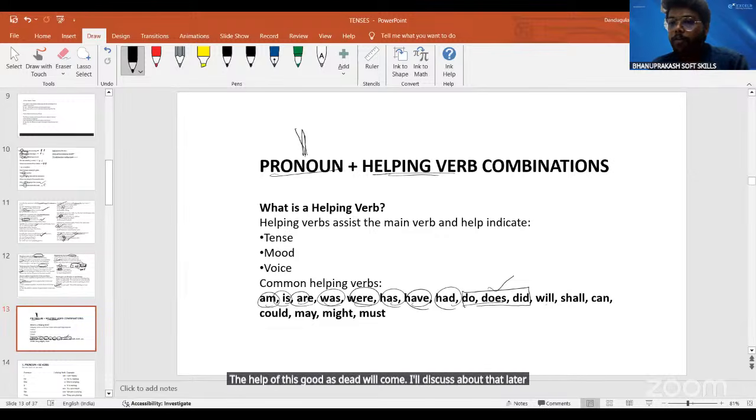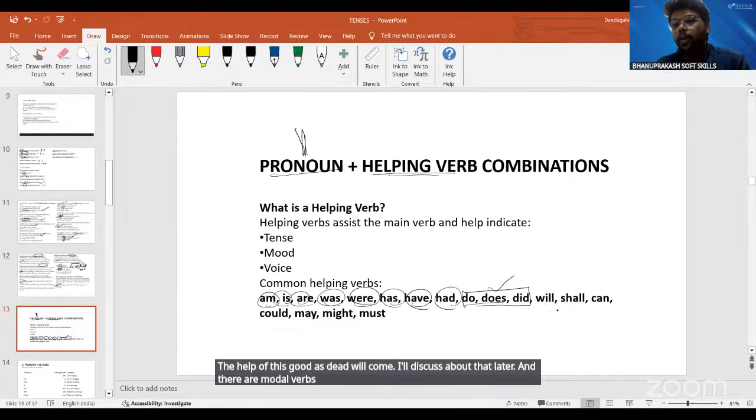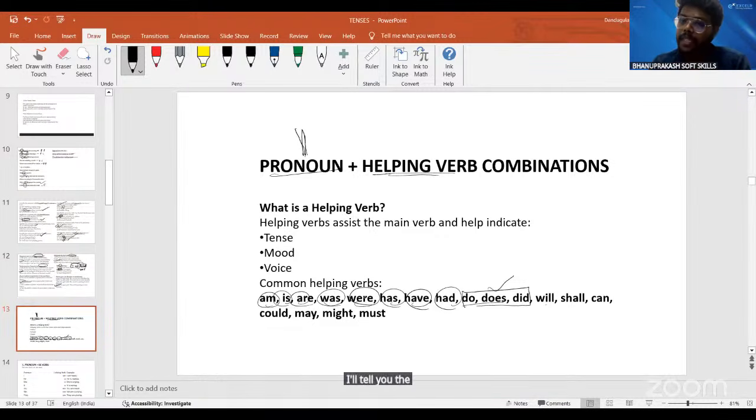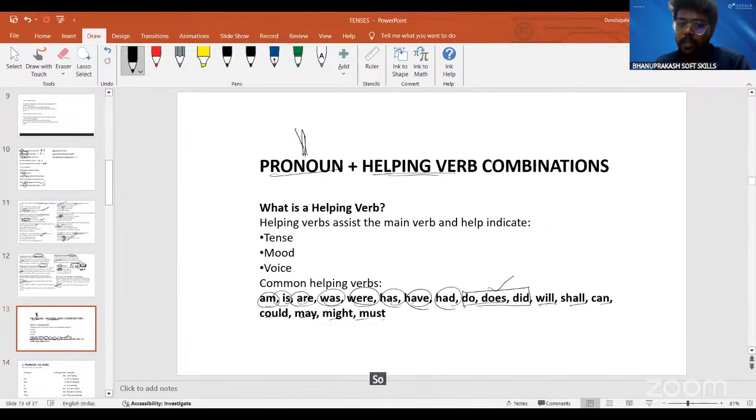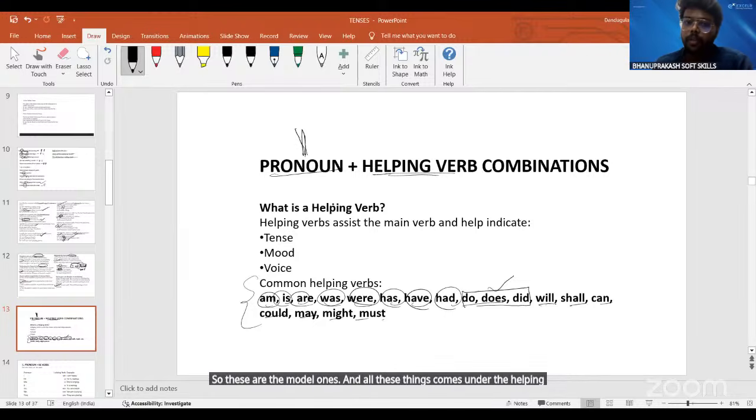And there are modal verbs, which are also known as helping verbs only, but separately we are calling them modal verbs. The purpose is the same, but the usage is different. I'll tell you the difference between these helping verbs and modal verbs here in the same class. Okay. And modal verbs are will, shall, can, could, may, might, must. So these are the modal verbs, and all these things come under the helping verbs.